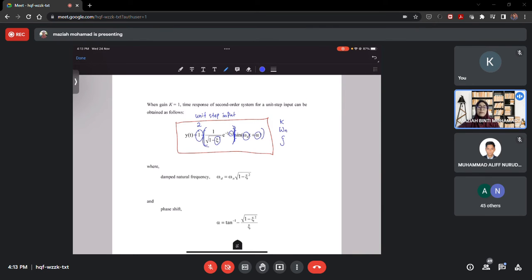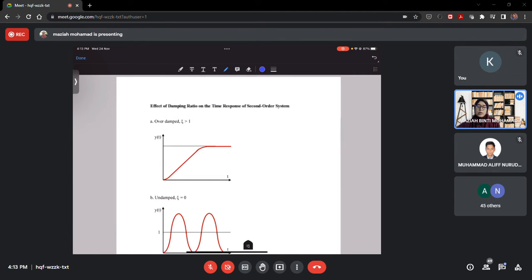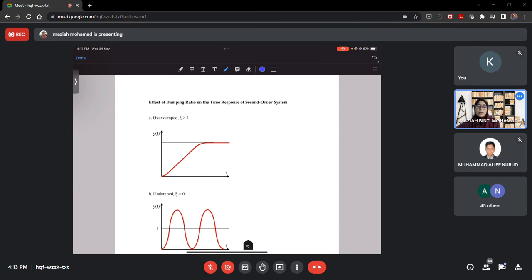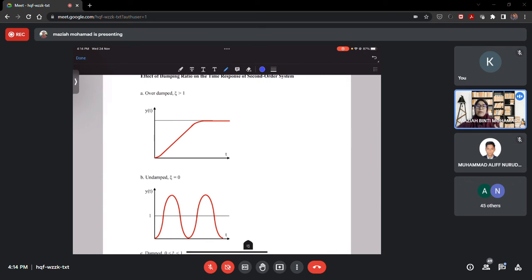Okay, so we have the transfer function, and then we have the time response equation. All right. So here we are going to see the effect of the damping ratio. I already explained the effect of K and also the effect of natural frequency, right? So the value of the damping ratio will affect the behavior of the second order system, right? So for example, here we have three types of response, depending on the value of zeta.